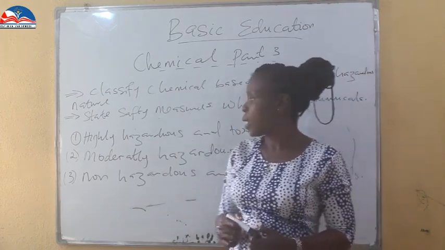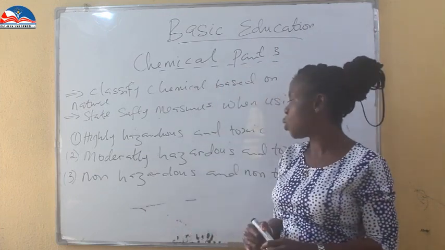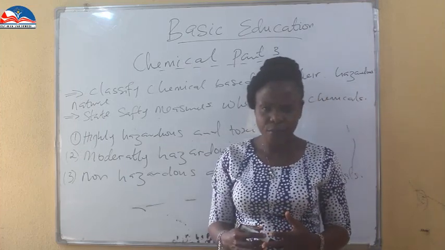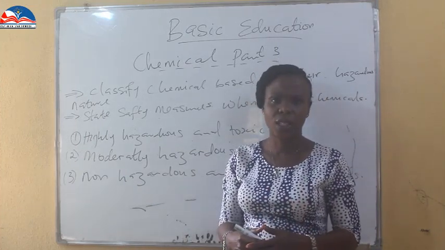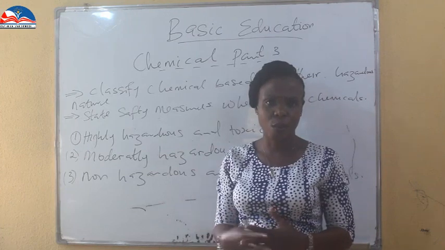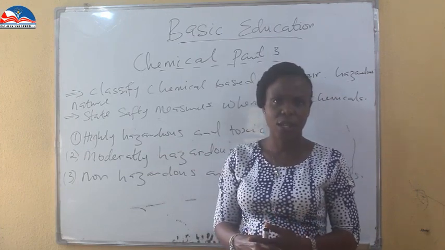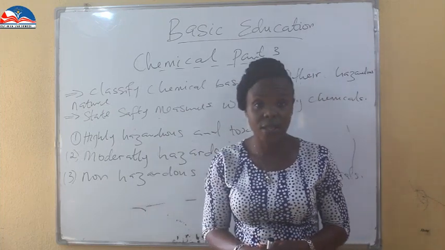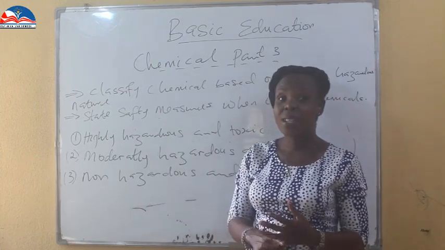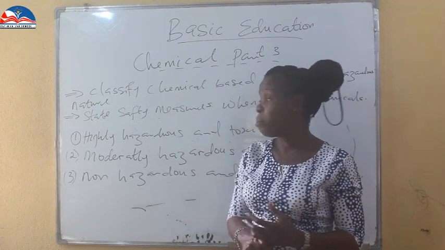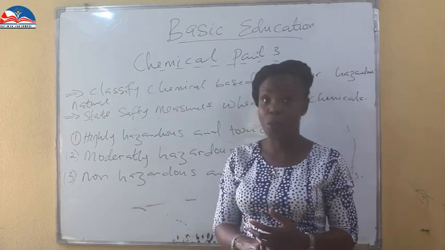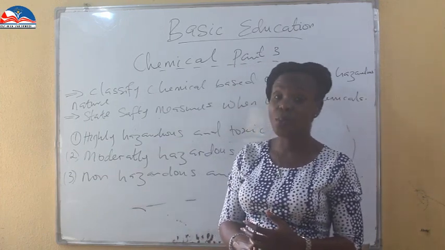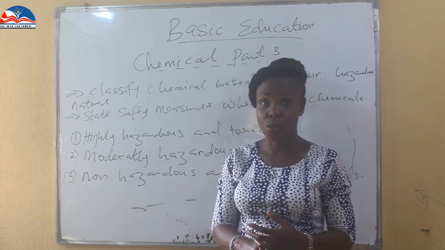Then we look at chemicals that are moderately hazardous and moderately toxic. That is to say that if well handled, it can serve good purpose, but if mishandled, it can be disastrous. For example, your cooking gas. The cooking gas is moderately hazardous if properly handled. But if not properly handled, it can escalate to being highly hazardous.